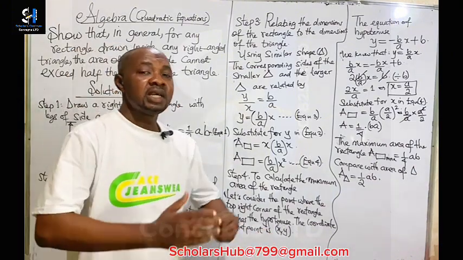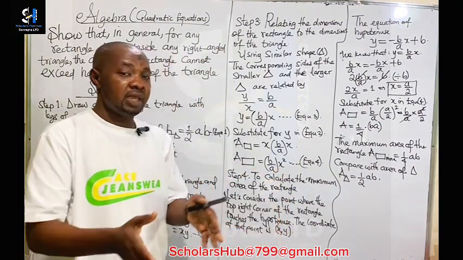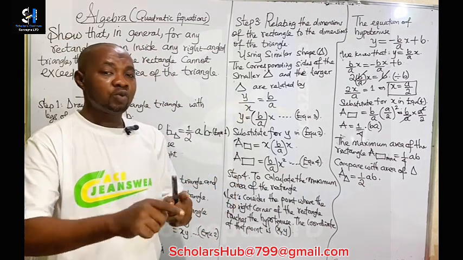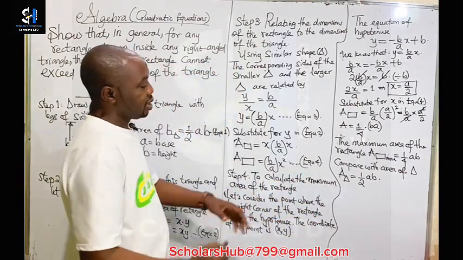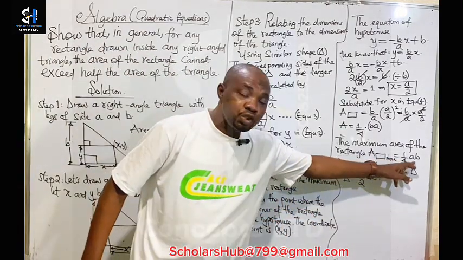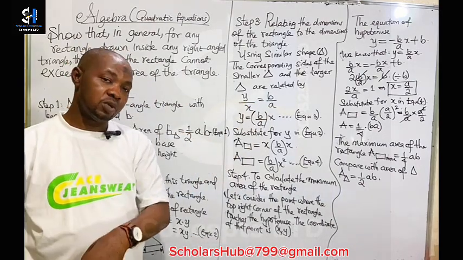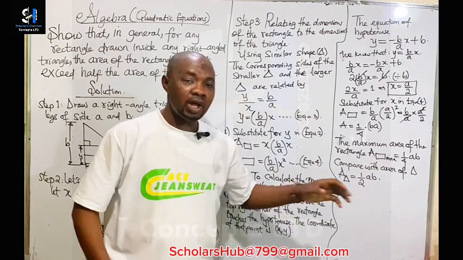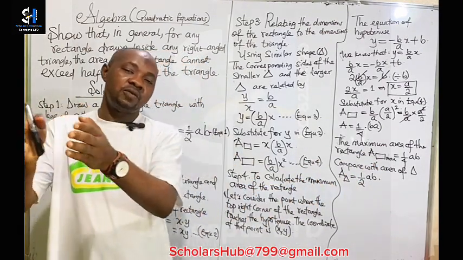So that means that the largest possible value for x will be a. So that means if x is equal to a, then y will be equal to b. Am I communicating? What I'm saying is that here we have the dimensions for the area of the triangle to be equal to the dimensions for the rectangle. And that's why I said the area of the rectangle now becomes the area of the triangle.